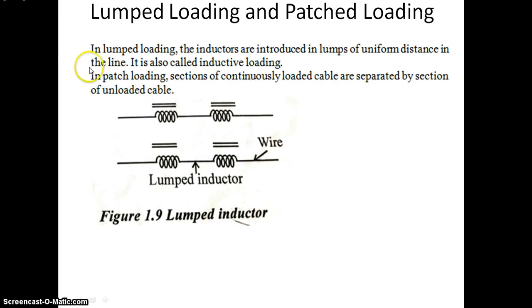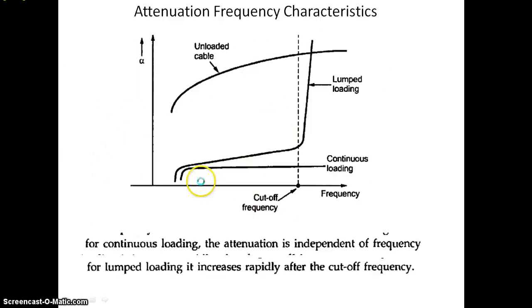Coming to lumped loading and patch loading. In lumped loading, the inductors are introduced in lumps at uniform distances along the line. It is also called inductive loading. Look at this diagram: this is the lumped loading, where the inductors are introduced in lumps at uniform distance. Whereas in patch loading, sections of continuously loaded cable are separated by sections of unloaded cable. Loaded cable will be there and then unloaded cable will be there. That type of loading is called patch loading.